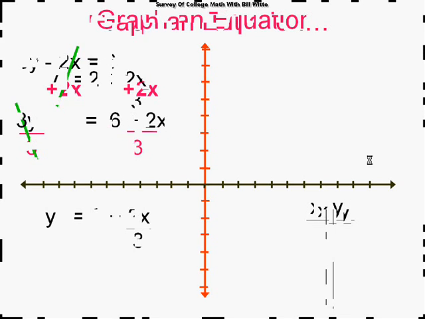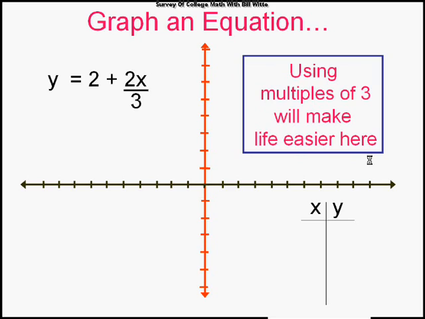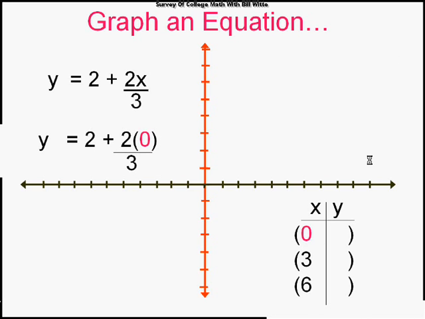Now in a problem like this, you may remember that I told you to put in not 0, 1, and 2. You could, but it's going to make life easier if you put in multiples of the denominator. Multiples of 3 in this case, because then you'll get rid of the fraction. Let's try it. Put in 0 for x, and my formula for y tells me y will be 2. And I'll graph that point. Go over none and up 2.